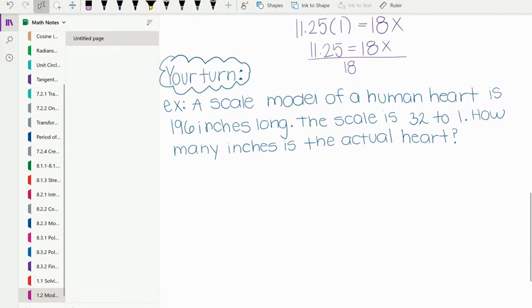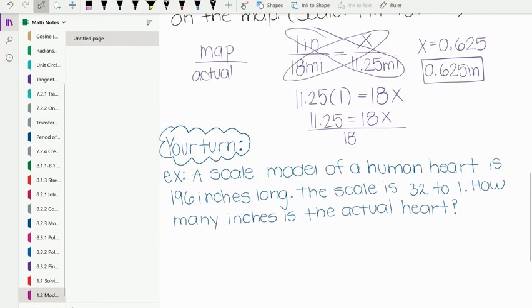All right, so the last question is a your turn problem. So you're going to do this one on your own. So we have a scale model of a human heart that is 196 inches long. The scale is 32 to 1. So again, you want to set up a proportion with the scale and then with the information you have, which is 196 inches long. So in this case, the scale model is larger. So often when we have a scale model, it's a smaller item, but this heart is enlarged. So it might be in something like a museum or something. So go ahead and do this problem and then go check back at your solutions on the website.